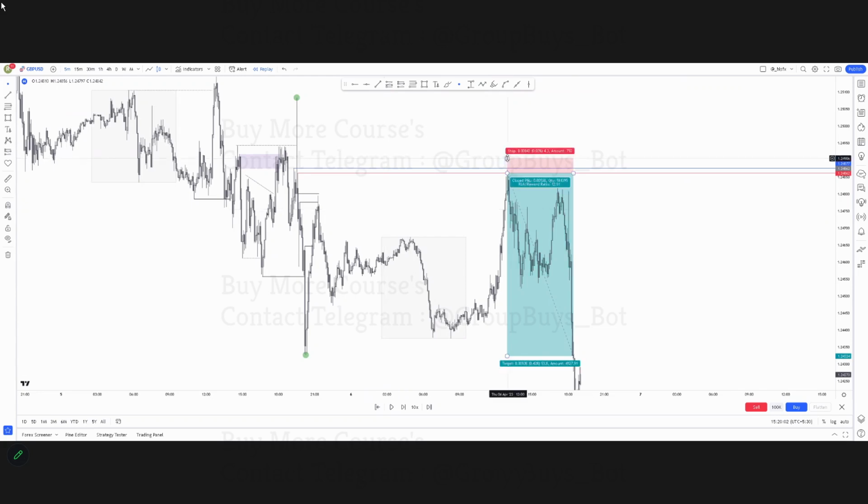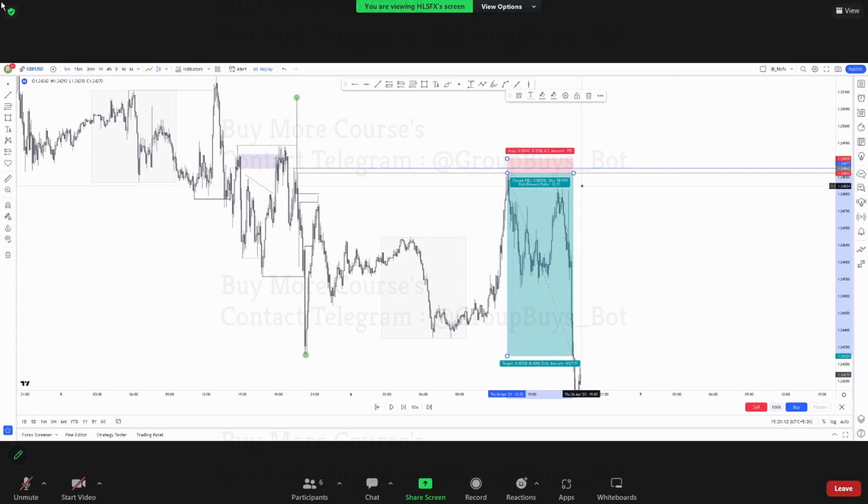So let's say I took this trade. This is a 12R trade. If I took 6% risk per trade, what is my risk reward? 6 into 12, 72%. Yeah, 72%. It's a bit more.